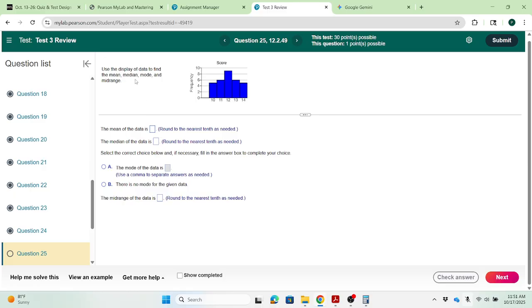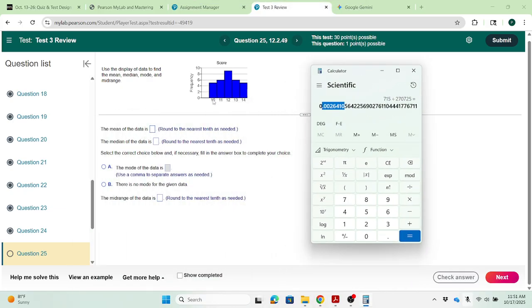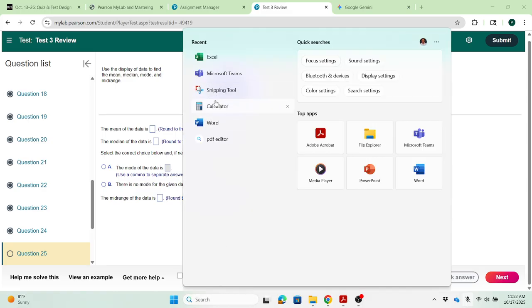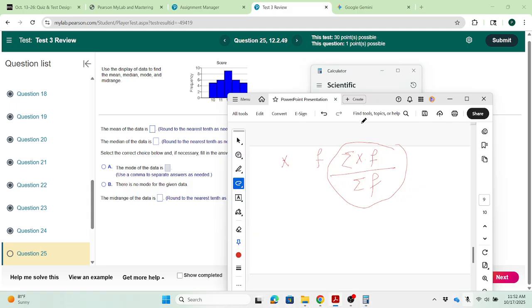Use the display of data to find the mean, median, mode, and midrange. Remember the mean of the data. This is the data with the frequency, so you can calculate the mean by multiplying the data with the frequency. 10 appears 5 times, 11 appears 6 times, 12 appears 9 times, 13 appears 6 times, 14 appears 5 times. You can calculate this using a calculator. How many data are there in total? This is the formula we would like to calculate.